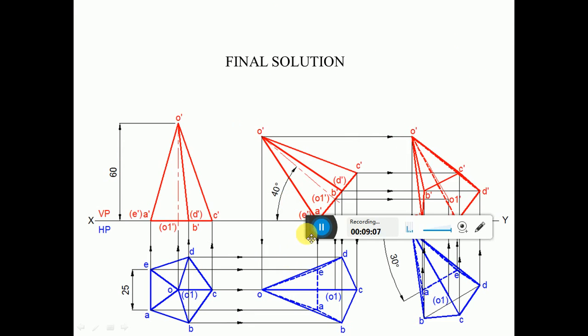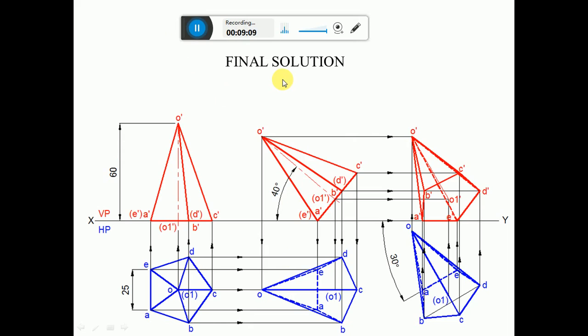Now here is how the problem has to be analyzed. If you see, a pentagonal pyramid of 25 mm sides of base and height 60 mm rests on one of its edges of the base, which is inclined to VP at 30 degrees, and the axis of the pyramid is inclined at an angle of 40 degrees to HP. So this is how I can analyze that my problem is right.